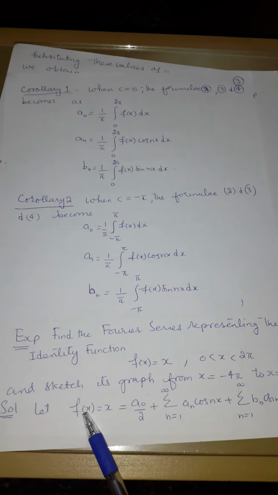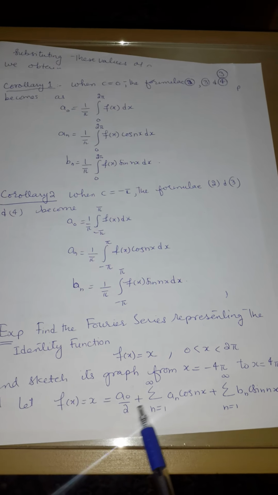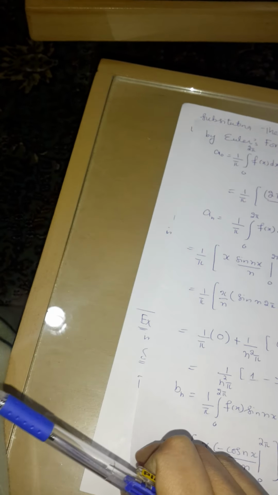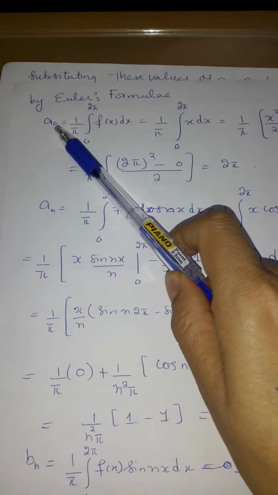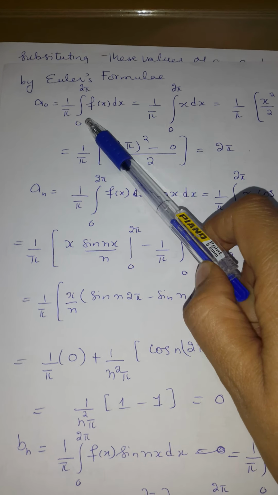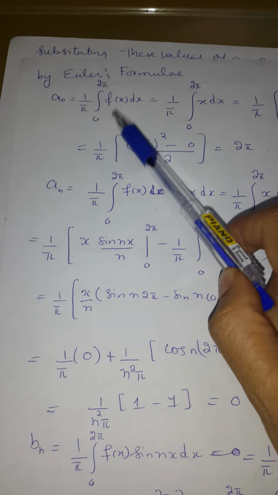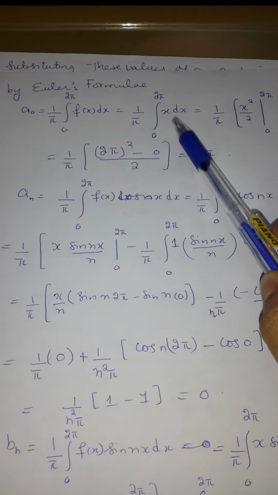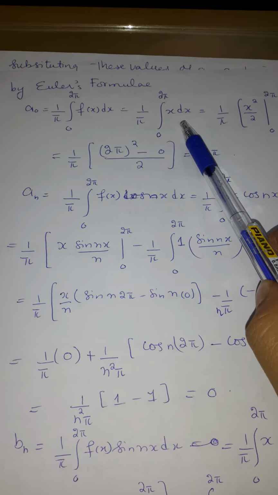Now, the first example is f of x equals x, and it equals this Fourier series. Now we use the Euler formula, which is a naught equals 1 over pi, integral from 0 to 2 pi, f of x dx. Now in place of f of x we will put f of x equals x.